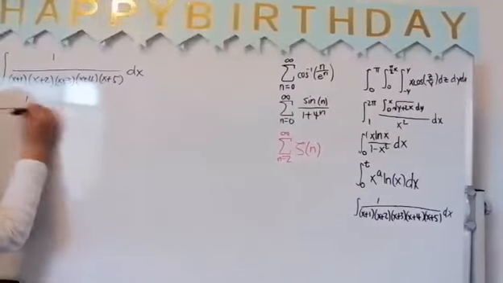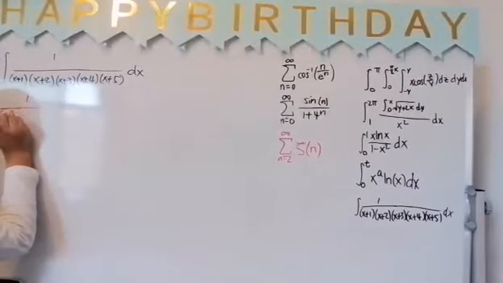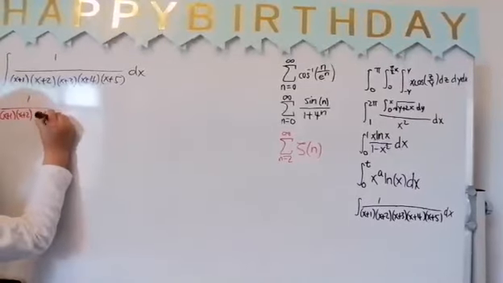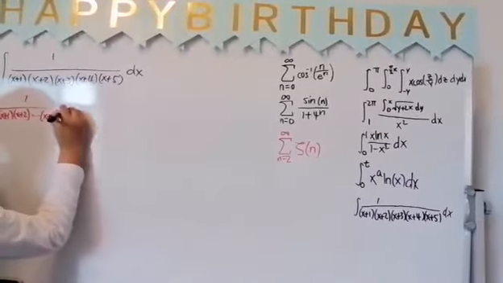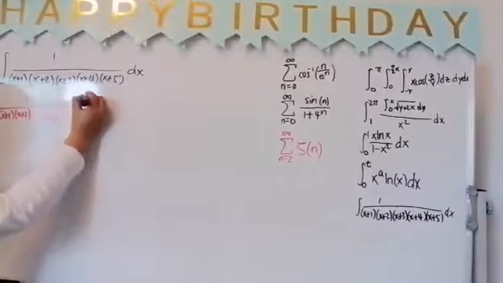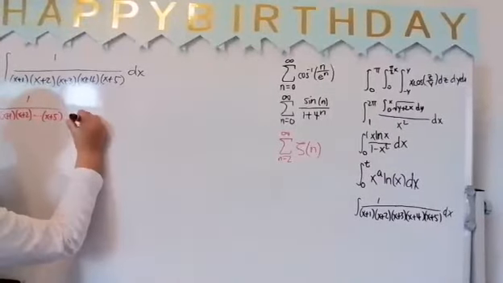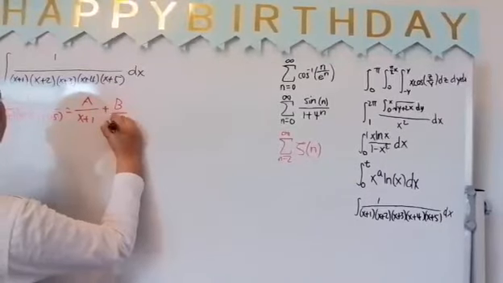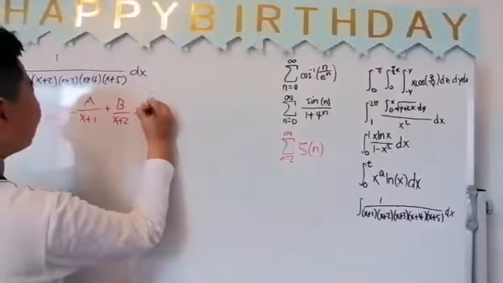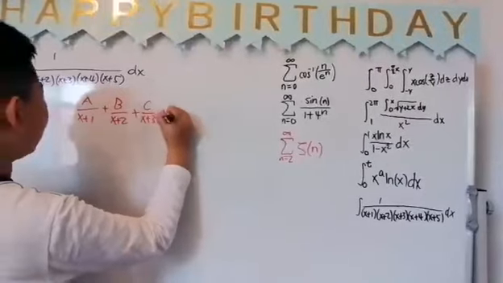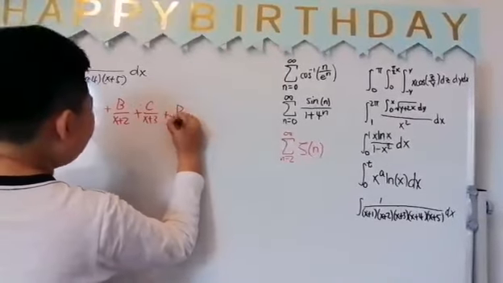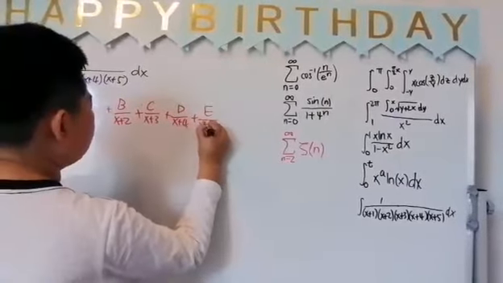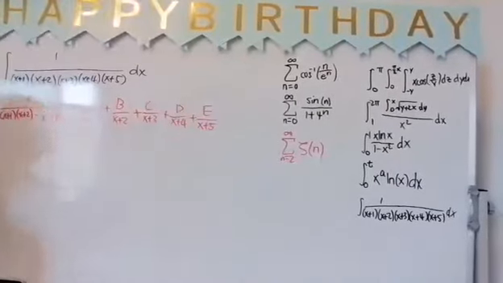So 1 over x plus 1 times x plus 2 times all the way up to x plus 5 is equal to, let this be some A over x plus 1, and then you're going to add some B over x plus 2, and then some C over x plus 3, and then some D over x plus 4, and then a capital E, not the irrational number e, over x plus 5. Alright.